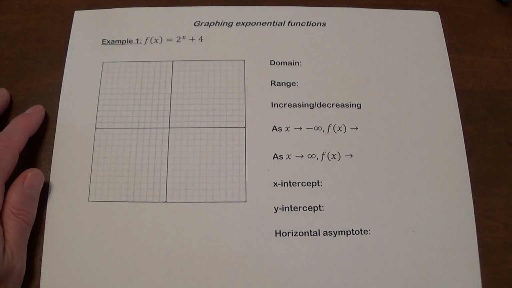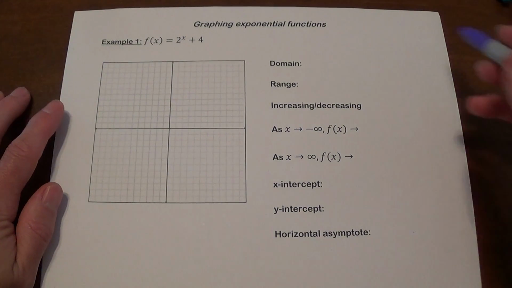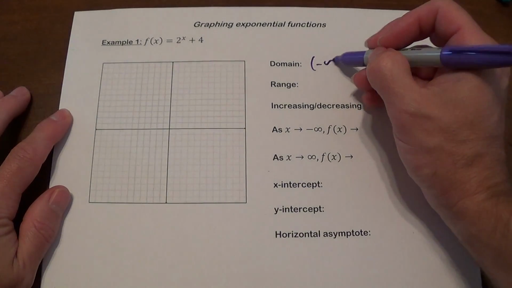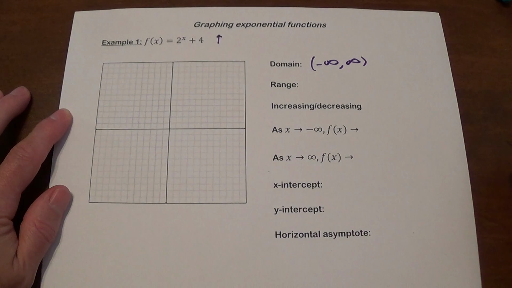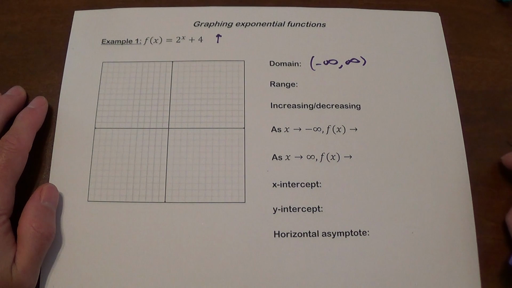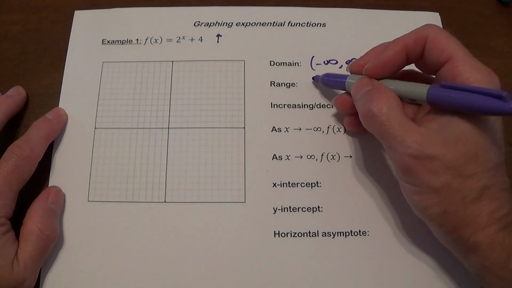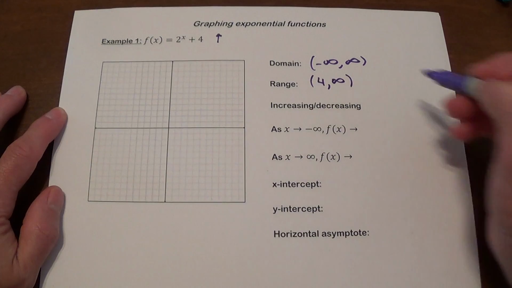So first problem, we have 2 to the x plus 4. We can definitely state the domain, which is going to be all real numbers. So what happens here, this graph is going to shift 4 units up. That means everything's going to shift, including its horizontal asymptote. So normal, if you do 2 to the x, the range is going to be from 0 to infinity. This graph is going to be shifted 4 units up, so it's going to go from 4 to infinity.